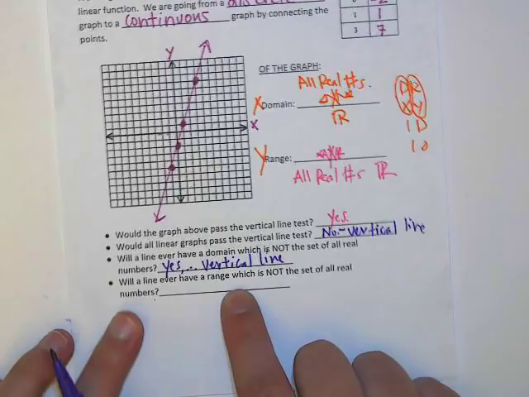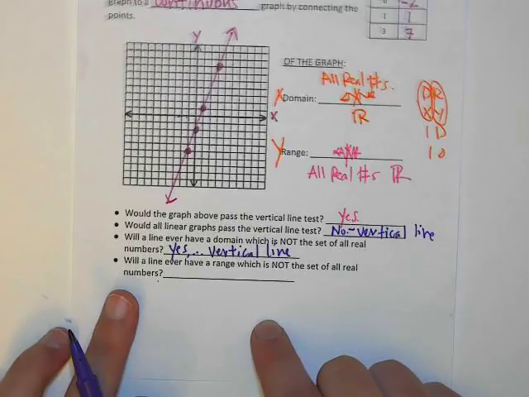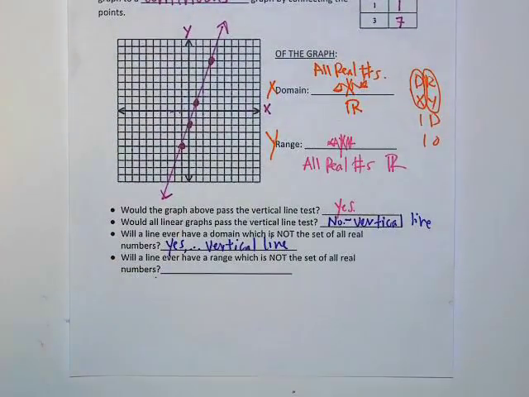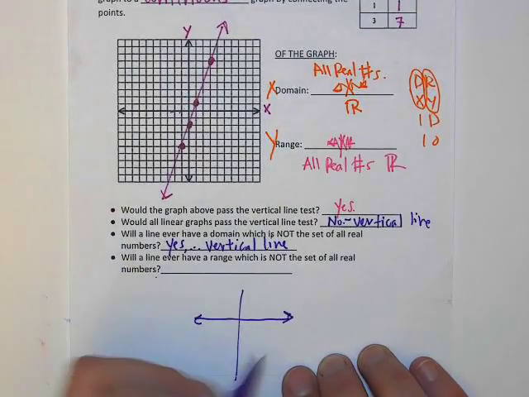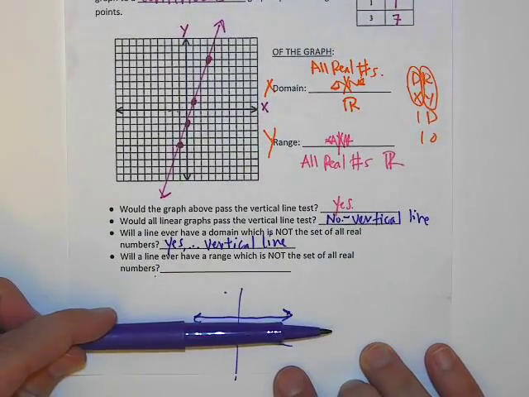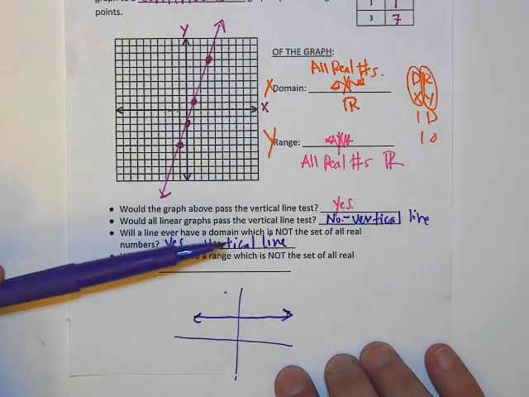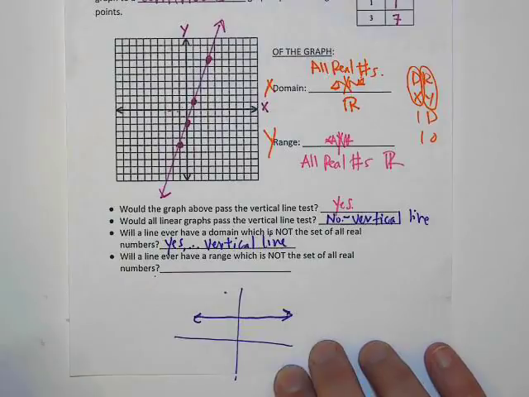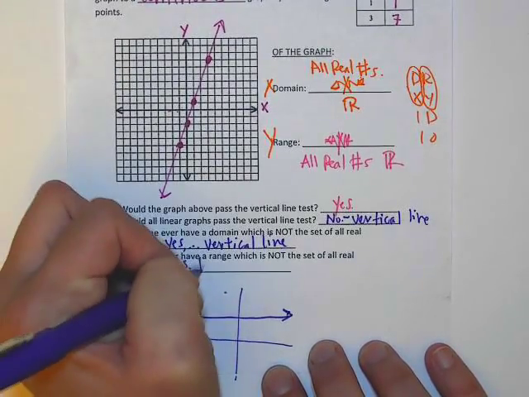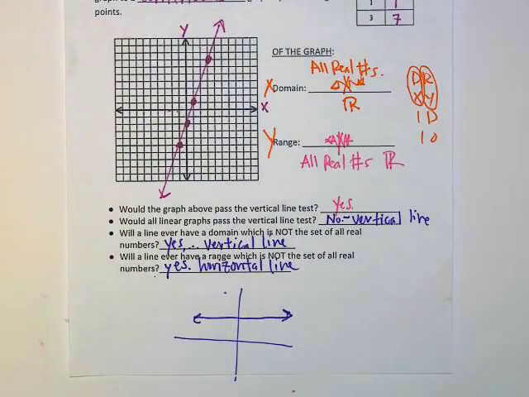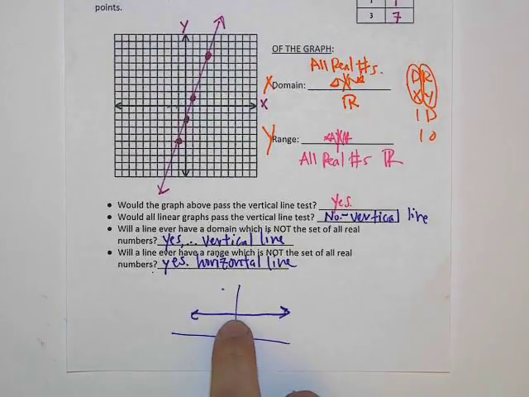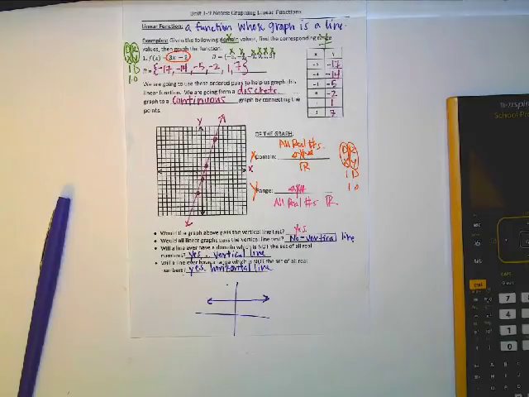Will a line ever have a range which is not a set of all real numbers? What if I had a horizontal line that went like this? My touch is the line, the last. So it's the same thing right here as the vertical line. The same thing for range is for a horizontal line. So yes, you could have it not have all real numbers. It would just be one solid number, wherever this is. All the y's would be the same. Questions? Oh, that's good. Okay.